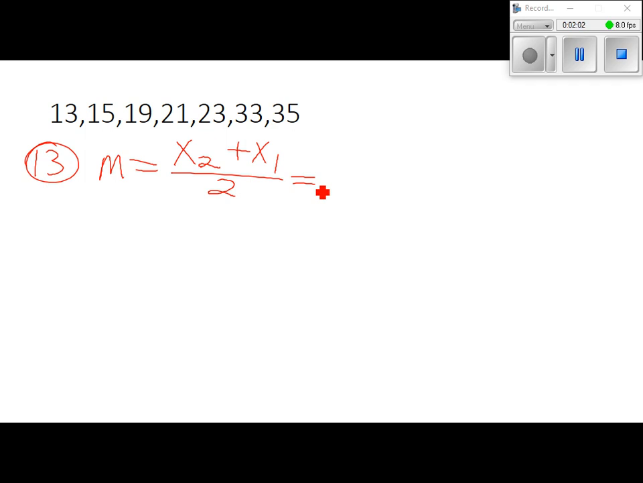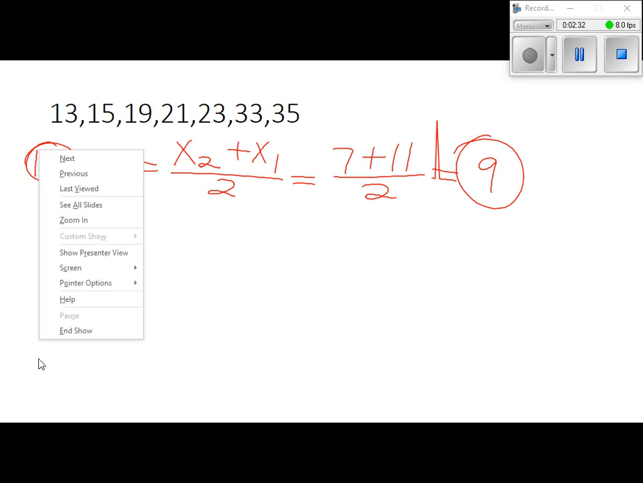segment DE. What's the coordinate of point D? 7. Coordinate of point E? 11. Somebody add those two for me. What's 7 plus 11? 18 divided by 2? 9. So what's the midpoint for that segment? Just the coordinate 9. All right? Those are easy, right? Having no trouble with those? So we can skip 15.